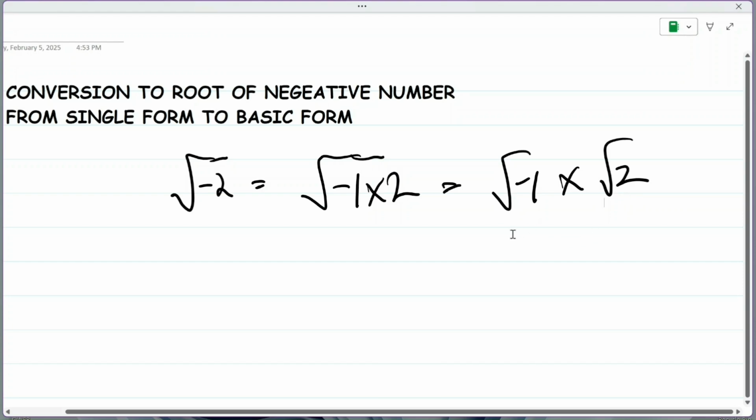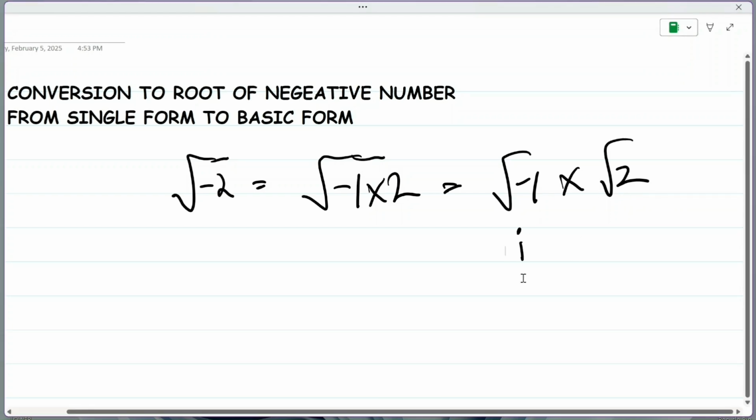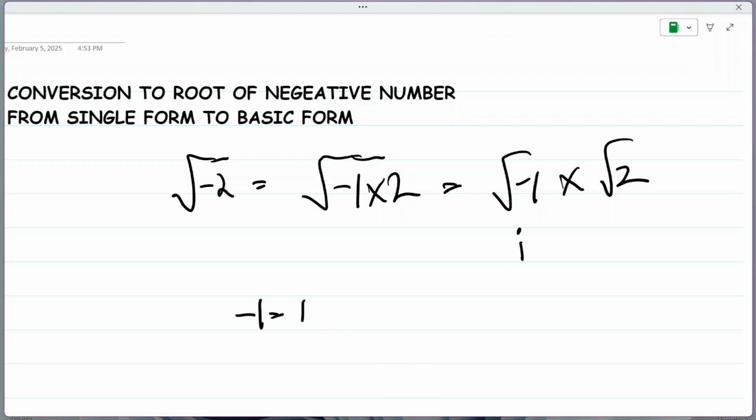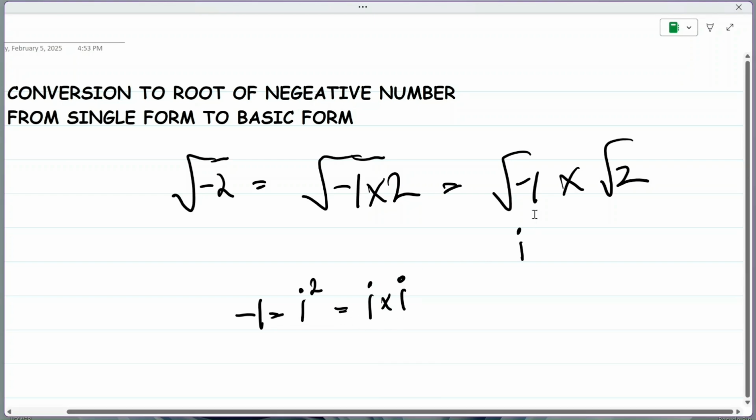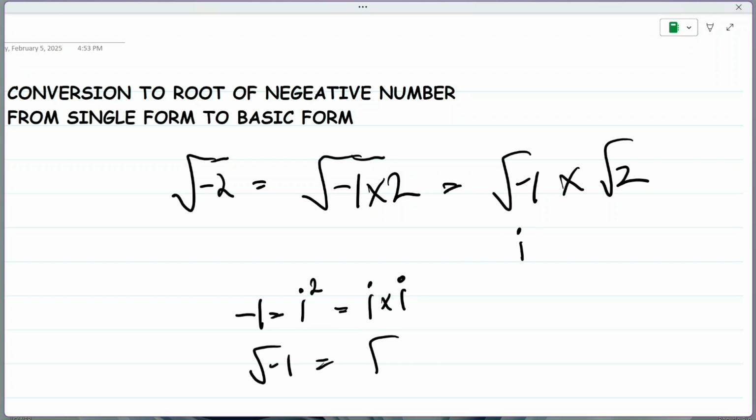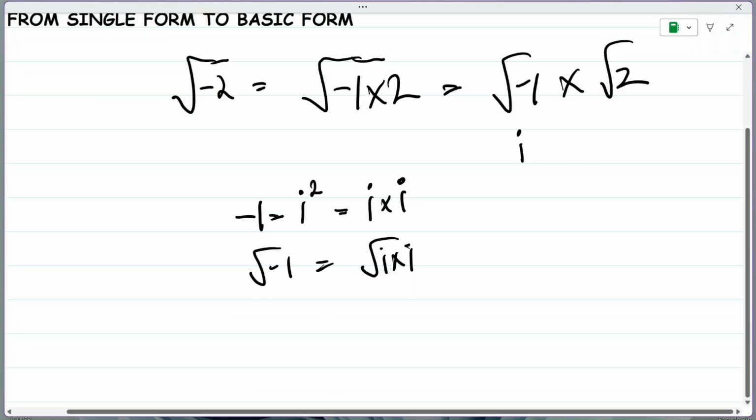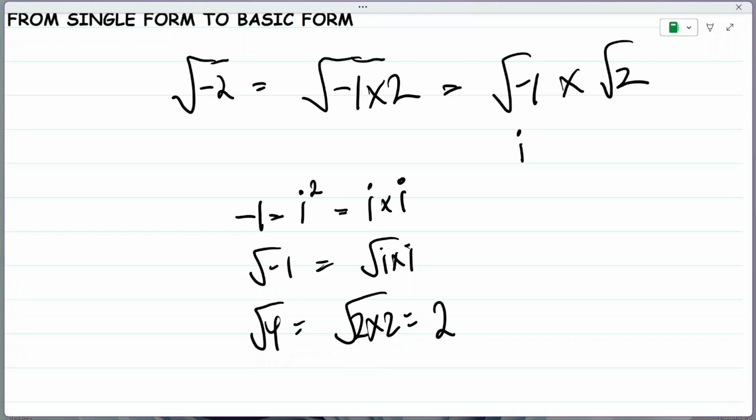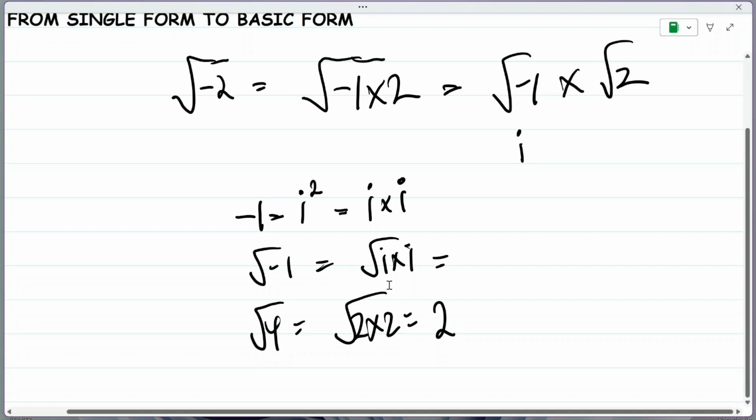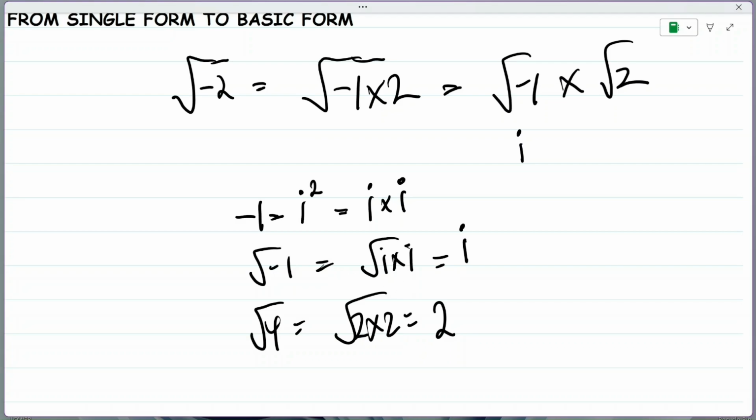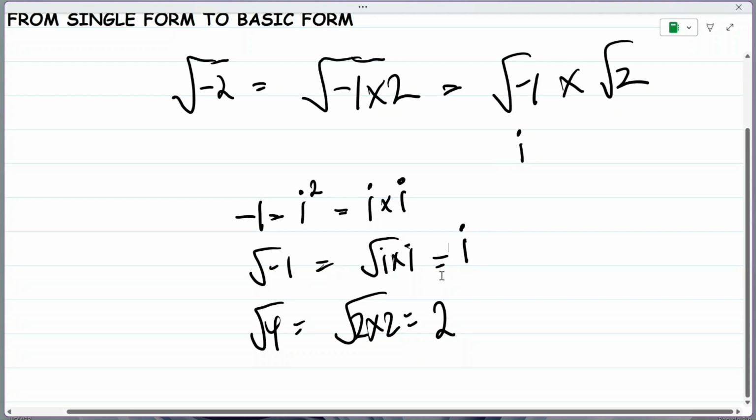But square root of minus 1 is i. That's i standing for imaginary number. Because in math, it's believed that minus 1 is also i squared, or i times i. Therefore, square root of minus 1 is also square root of i times i. To better understand it, it's like square root of 4 is square root of 2 times 2. And since you have the same values multiplying themselves, under square root, you pick one of them, that's 2. And in this case, square root of i times i is i. So we have the square root of minus 1 as i.